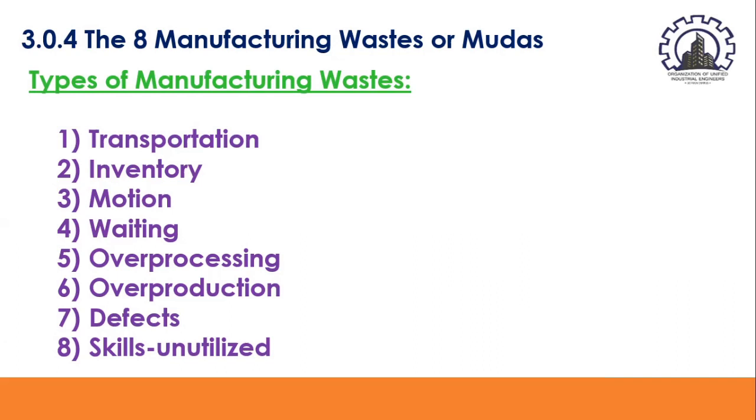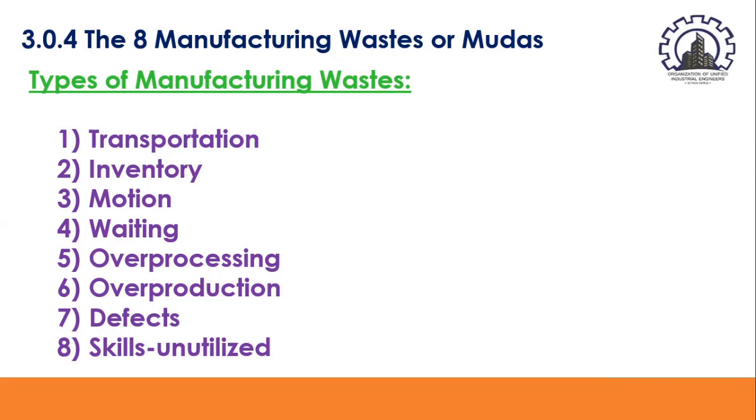But what exactly are the 8 wastes of lean manufacturing or Mudas? Now, the 8 wastes, as you can see, we have the waste of transportation, the waste of inventory or excessive inventory, the waste of motion or unnecessary motion, the waste of waiting, the waste of over processing, the waste of overproduction, the waste of defects, and lastly, we have the waste of skills unutilized.